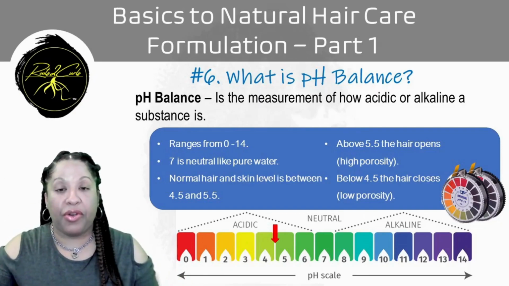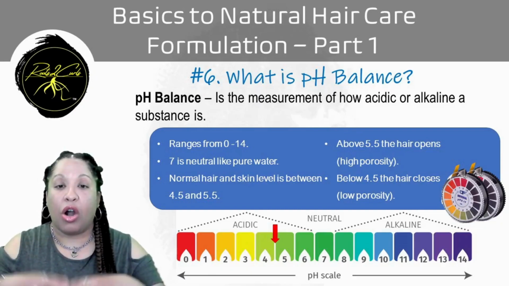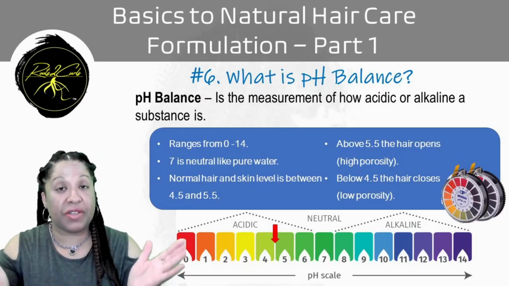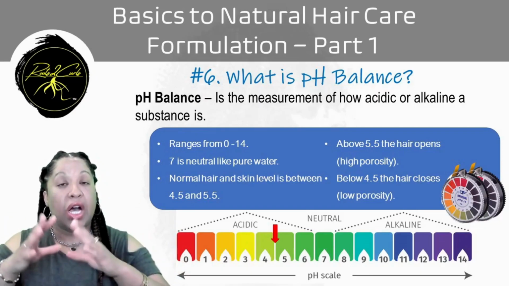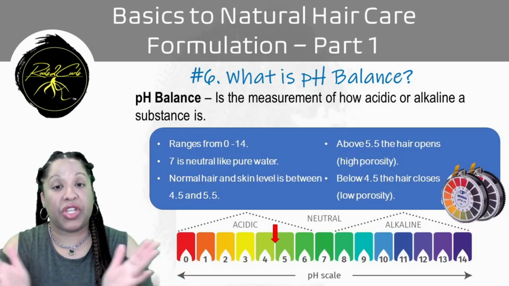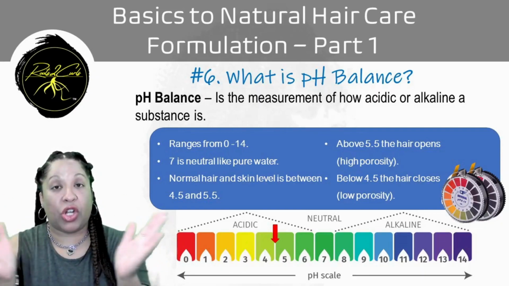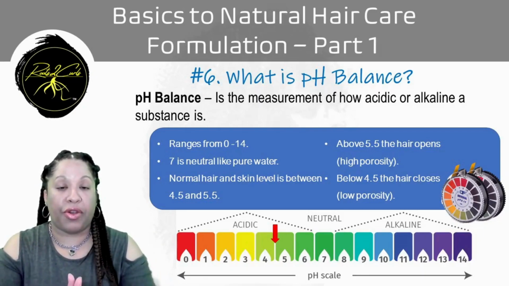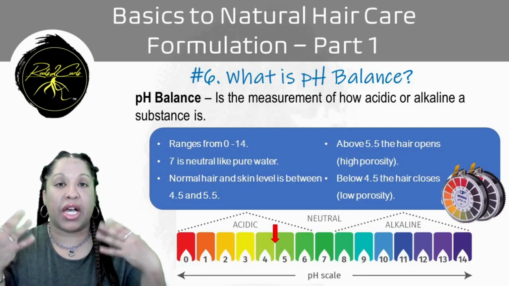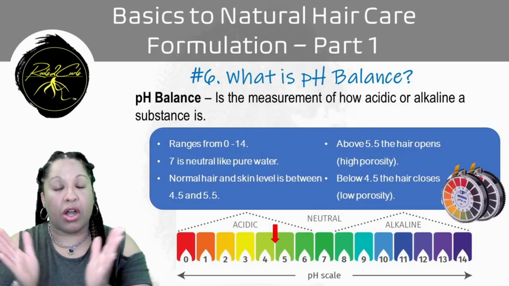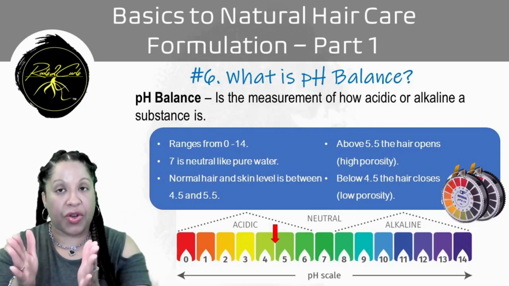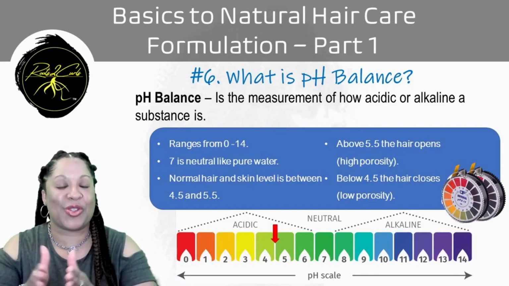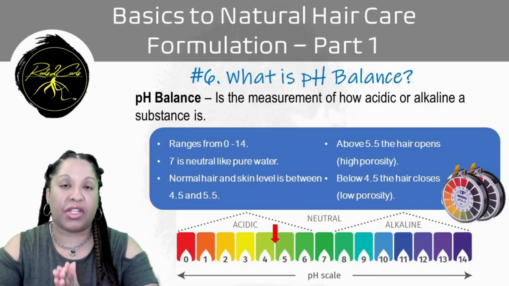Anything above 5.5, the hair opens up. Again, that's high porosity, where the cuticles of the strand are opening up, opening the hair to more damage, because the strands haven't closed to protect it. And anything below 4.5, the strands are closed, and the cuticles are closed, and that causes low porosity.